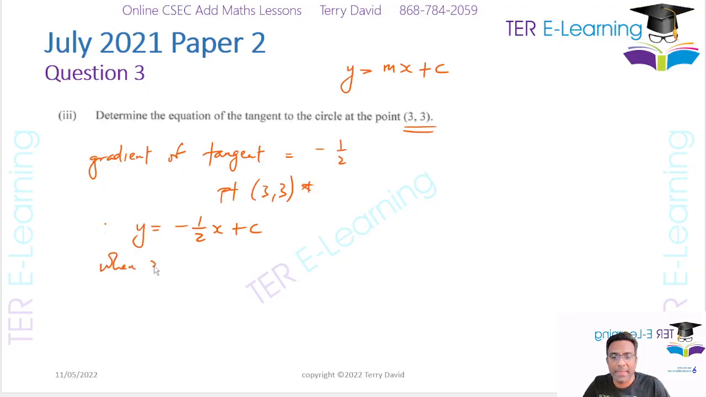So when x is equal to 3, y is equal to that same thing. So therefore 3 is equal to minus a half multiplied by 3 plus c. So therefore c is equal to 3 plus 3 over 2. So that's 1.5, so that's going to be 4.5, which is 9 over 2, right? So that's what I'm getting for my c. I'm getting 9 over 2.